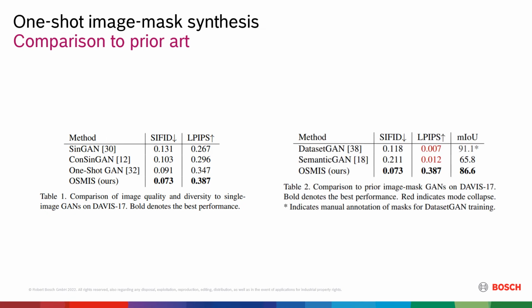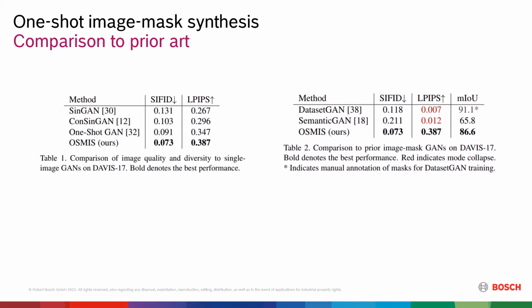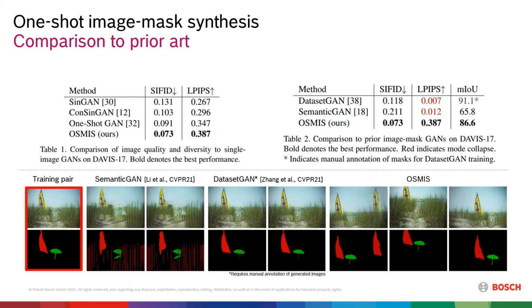Next, we compare our model to prior image mask methods, DatasetGAN and SemanticGAN. The quantitative results demonstrate that both models suffer from mode collapse, as they are not able to score high in diversity. The visual results confirm that both models suffer from memorization and are unable to produce images that are different from training data. This is not the case for OSMIS, which produces diverse images and masks. Finally, in comparison to DatasetGAN, our model does not require manual annotation of generated images during training.